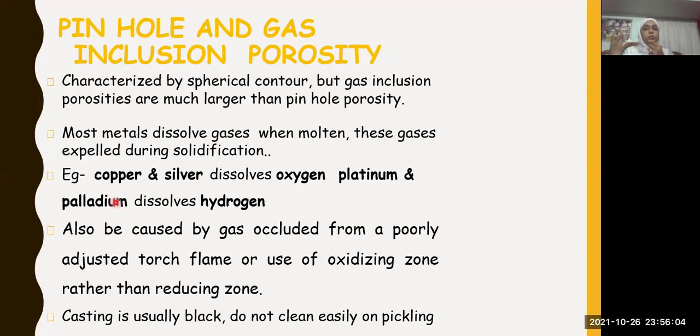So, for example, copper and silver dissolve oxygen, platinum and palladium dissolve hydrogen. Also, gases can get occluded from a poorly adjusted flame, or you are using an oxidizing zone instead of a reducing zone. All such could be the causes of the pinhole and gas inclusion porosities, and the casting is usually black. So in such cases, your casting will also be black, and they don't just get cleaned up by pickling.